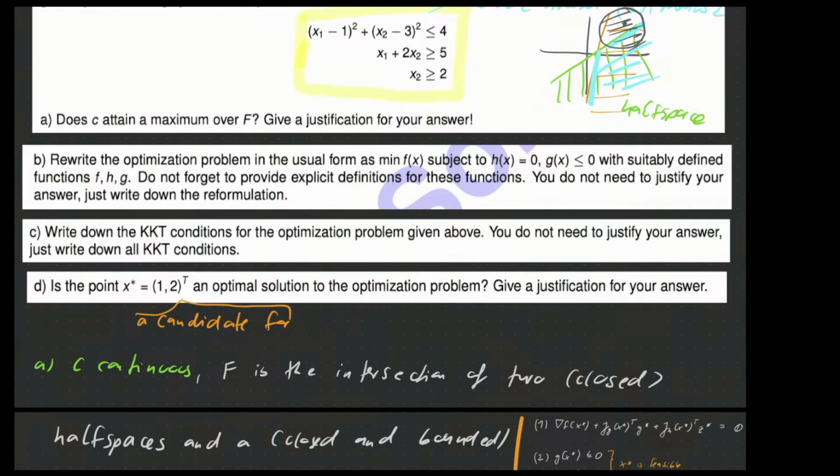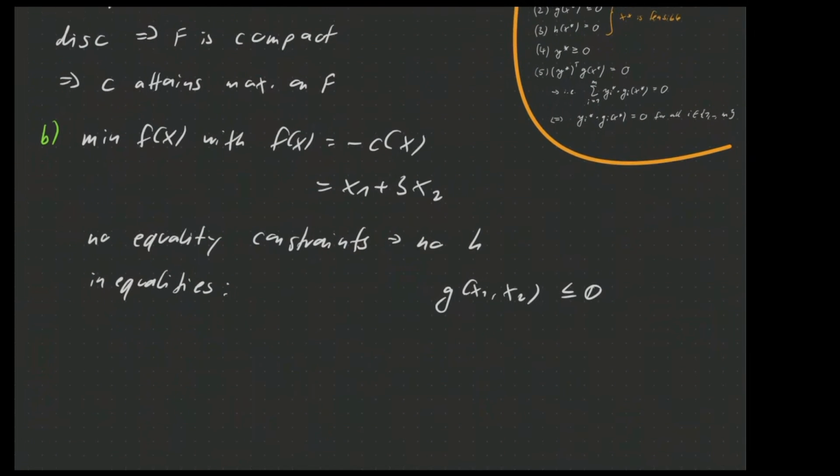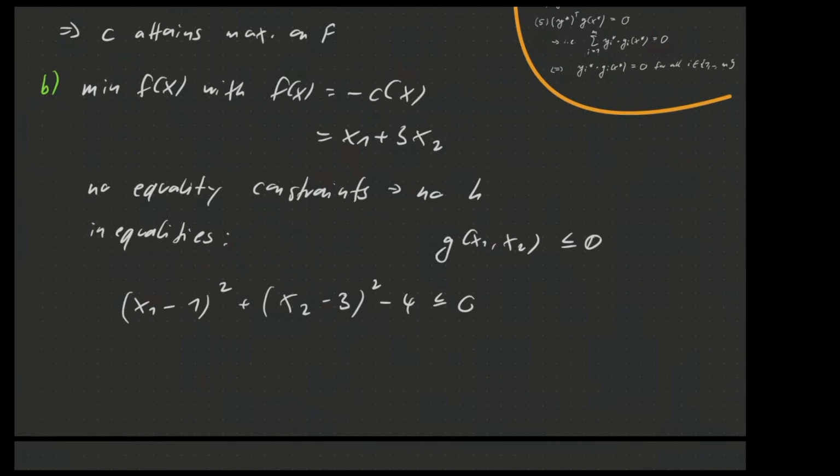So let's do that. First one is almost correct already. So this is (x1 minus 1) squared plus (x2 minus 3) squared is less or equal to 4. And we reformulate that by just taking the 4 to the left side. So this is minus 4 is less or equal to 0. Then we have x1 plus 2x2 is greater or equal to 5.